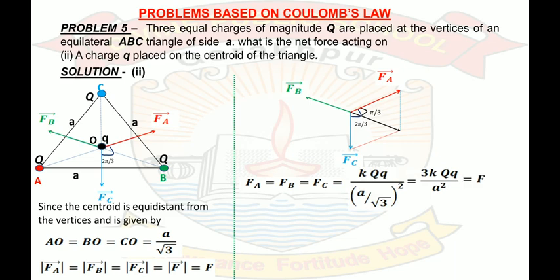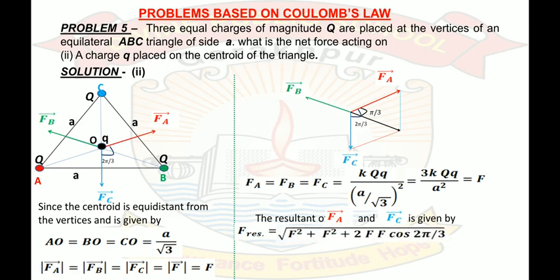Now the resultant of Fa and Fc is given by F resultant, that I was asking a few moments before. Let us solve it. It will be under root F square plus F square plus 2FF cos 2 pi by 3. Now the value of cos 2 pi by 3 is minus 1 by 2. If we put the value, 2 and 2 will be cancelled out, 1 F square will be cancelled out. We are going to have only F square.